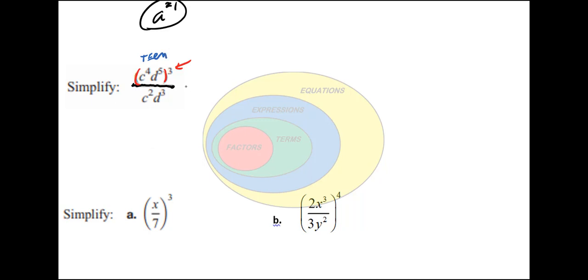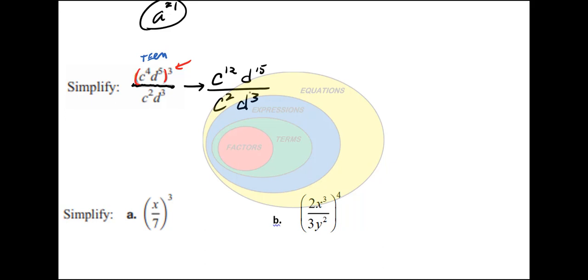So I'm going to rewrite this numerator. I'm going to apply that outside power, and as I do it, I'm just going to multiply exponents. So c to the 4th raised to the 3rd power would end up being c to the 12th power. Apply the power of 3 to d to the 5th, multiplying exponents, that'd be d to the 15th power. And then c squared in the denominator and d cubed in the denominator. So now the outside powers are gone.